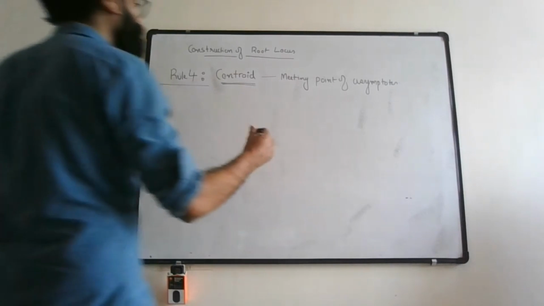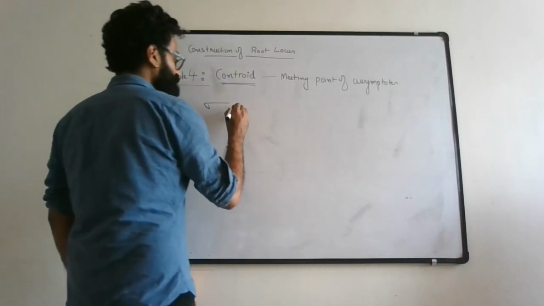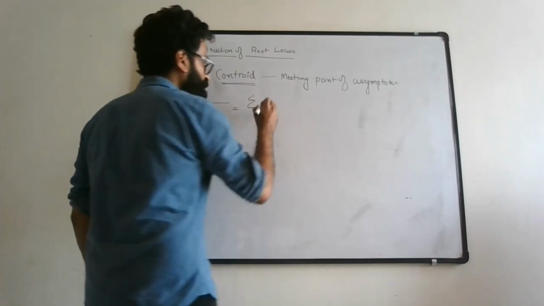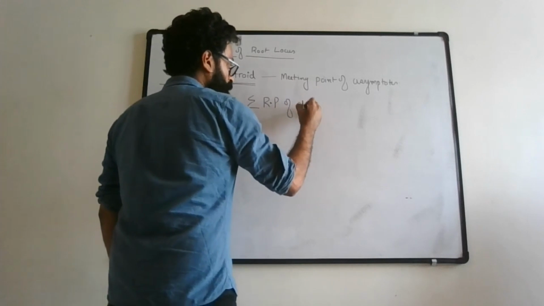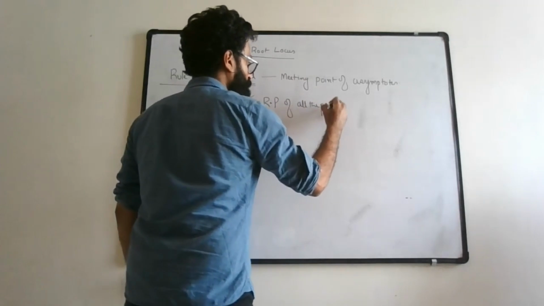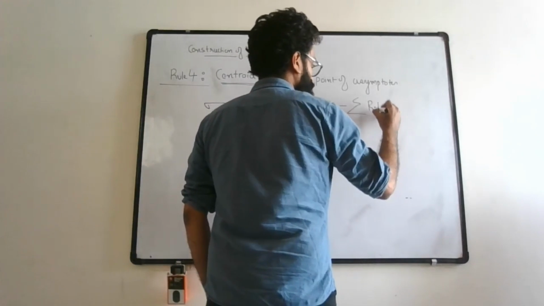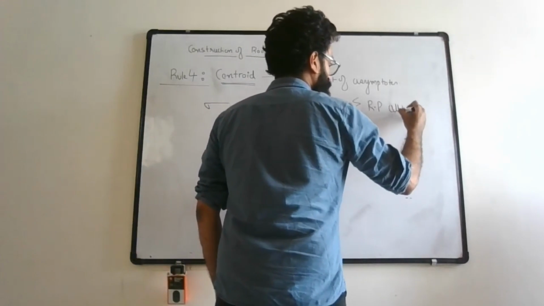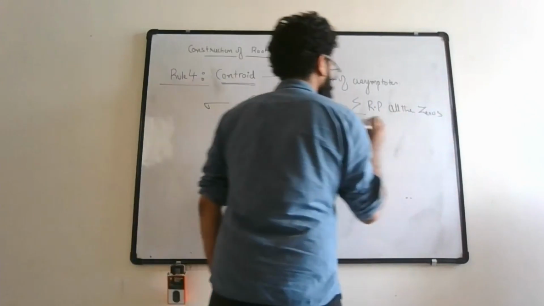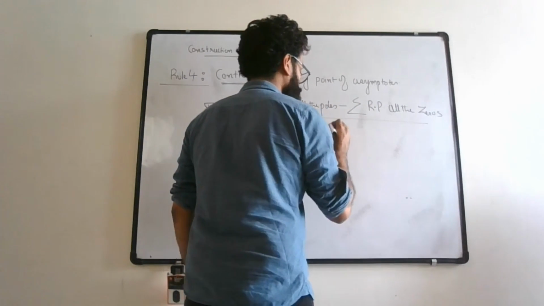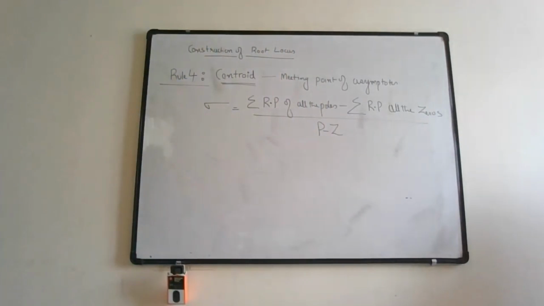The centroid can be calculated with the following formula. Centroid is denoted by sigma, and sigma is equal to the summation of the real parts of all the poles minus the real part of zeros, divided by P minus Z.